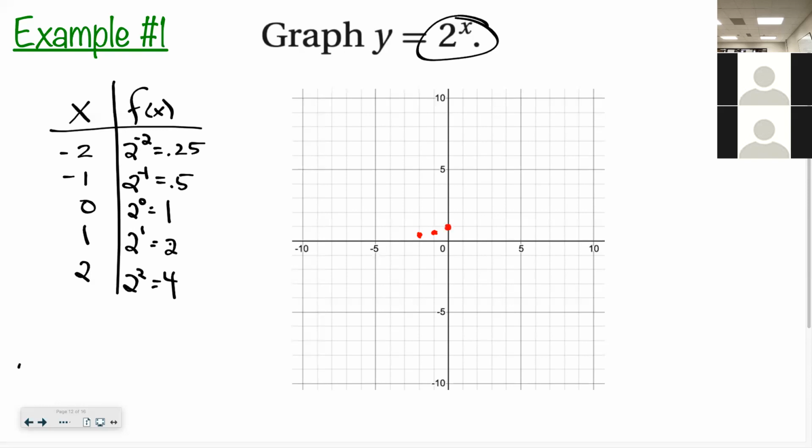0, 1, 1, 2, 2, 4. Now, these usually go up super quick, so that's why I have a big graph. This is the smallest one you can get using 2s, and it's already up at 4. So I just kind of connect them with the line.